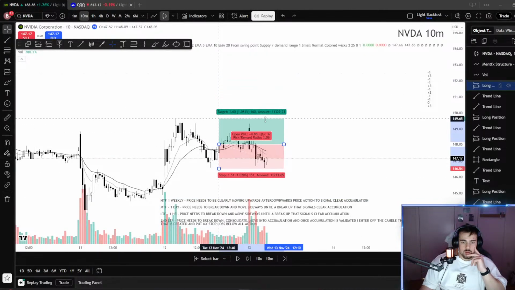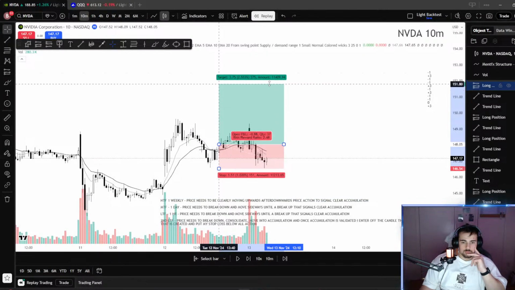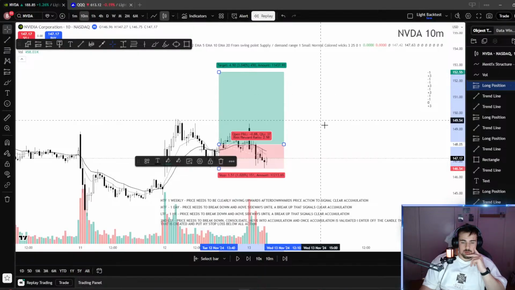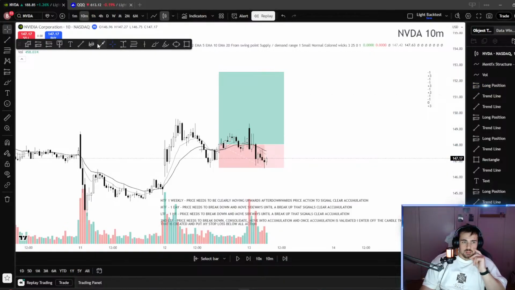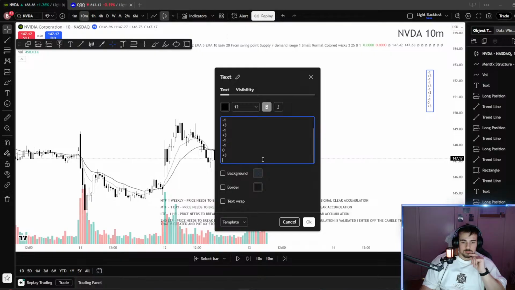Does this hit 1 to 1? Nope. So we're still in this trade. It looks like it's about to tap me out for a loss. Let me make sure it's not a loss yet. That actually is a loss. My stop loss would be right here. So this is a -1.